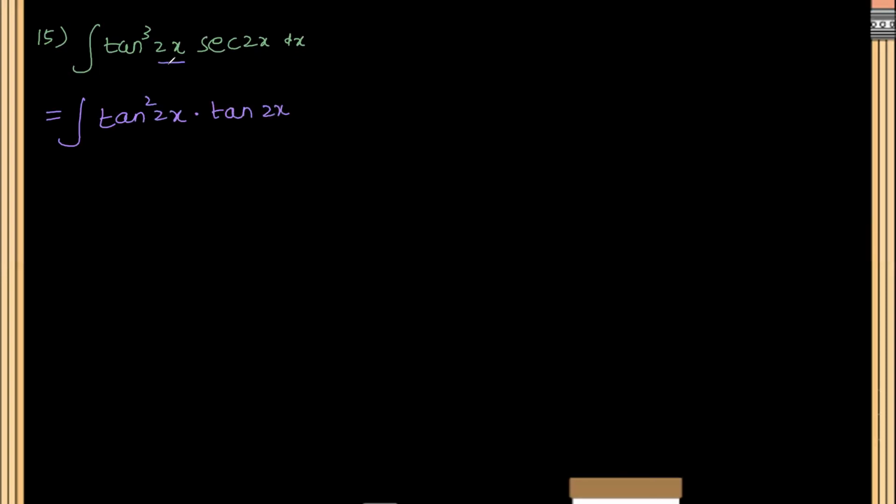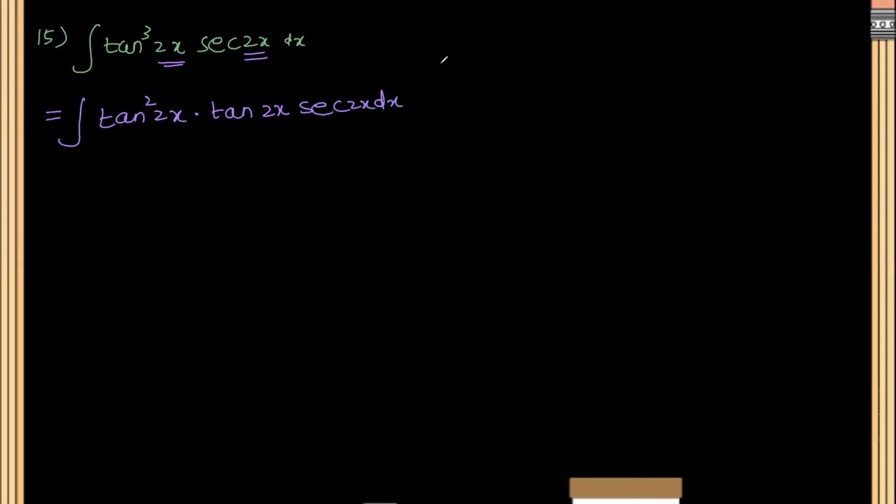Next is question number 15. Integral of tan cube 2x secant 2x dx. Here we try to write this tan cube 2x as tan square 2x into tan 2x. First and foremost, we check the argument. If this is the same, then we continue here. Secant 2x dx as it is.